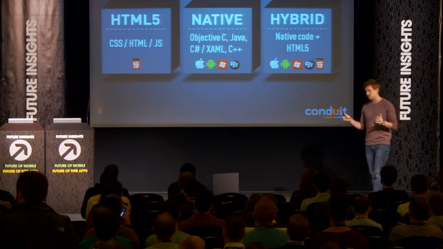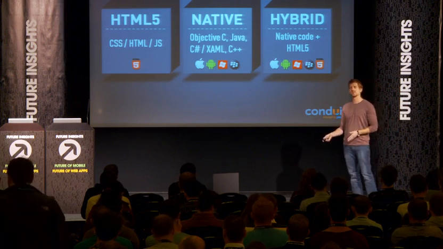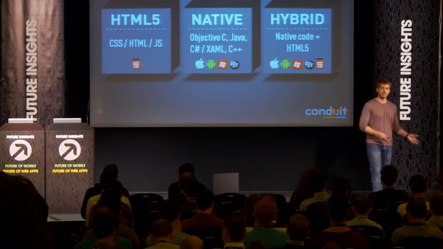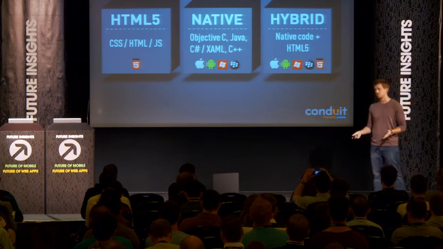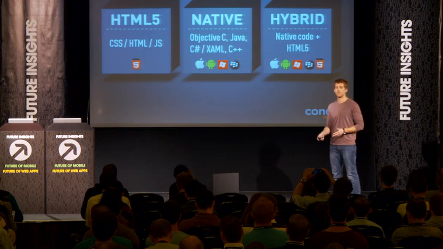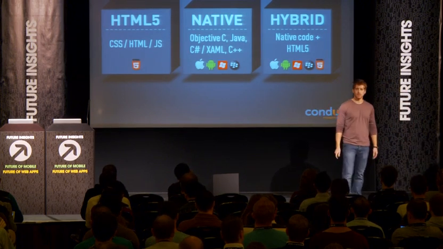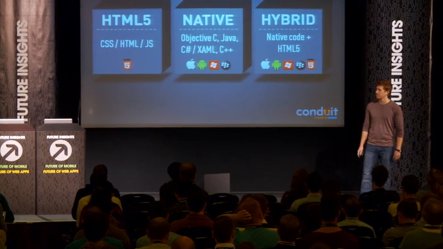And the last method of developing mobile apps is using the hybrid approach. This means that you develop part of your app using HTML5 and part of your app using native code. How much native and how much HTML, that's up to you. But you can combine these technologies and develop your mobile app using a combination of HTML and native code.